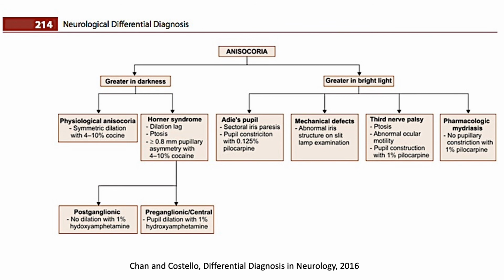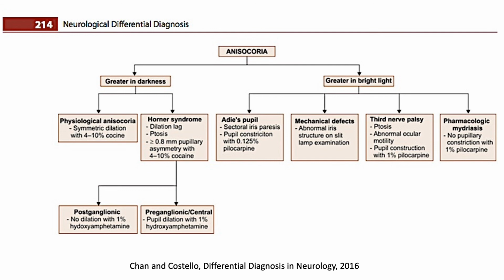The first step is to evaluate the pupils in darkness and in light. Anisocoria that is more pronounced in the dark can be physiologic if the two pupils are within 1 millimeter diameter of each other in size. Another cause is Horner's syndrome with the classic ptosis, miosis, anhidrosis picture. All acute Horner syndromes need to be evaluated by an acute CT angiogram of the head and neck.